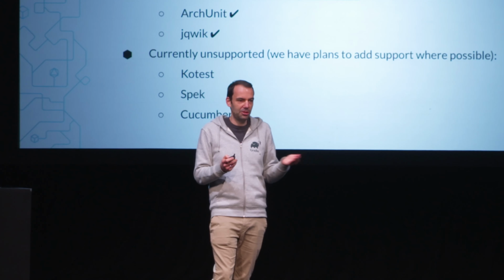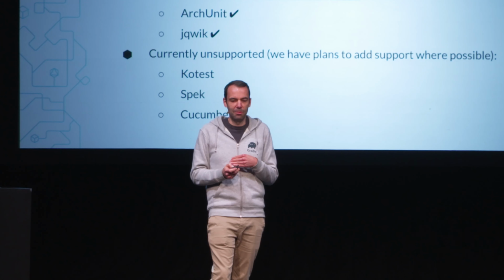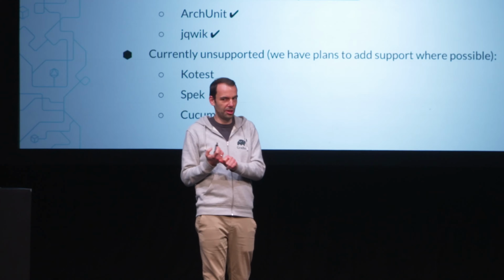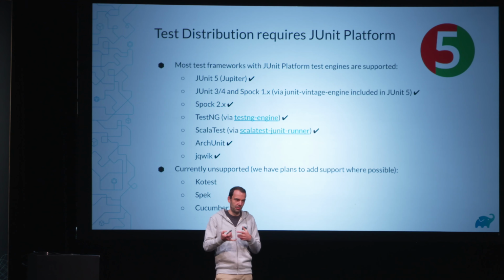Of course, JUnit 5, JUnit 3 and 4, Spock. For TestNG, we actually wrote a custom TestNG engine, which is now maintained by the JUnit team. And for ScalaTest, we also recently submitted a PR to make it work with test distribution. There's ArchUnit, jqwik, and probably many other engines that already work just out of the box because they are well-behaved in that sense. Unfortunately, at least two are currently not supported, which is Kotest and Spek. They are two Kotlin test engines, but we'll work on that and try to add support wherever possible.